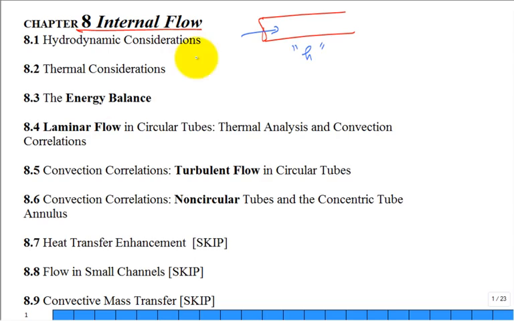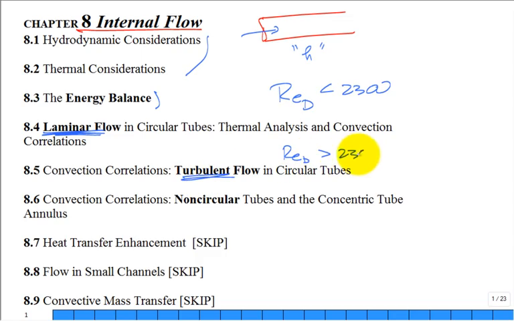Okay, last time we did a lot of hydrodynamic considerations. Now we'll move more into the energy, Nusselt number correlations. We'll focus on laminar flow. How do you tell if the flow is laminar? You compute the Reynolds number based on the diameter. If it's less than 2300, you would call it laminar. And then we'll talk about turbulent flow. That would be when the Reynolds number is greater than 2300.